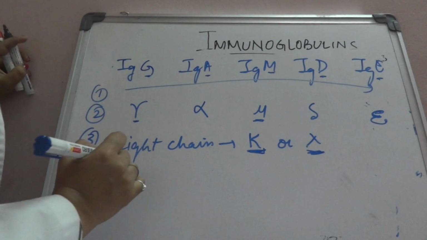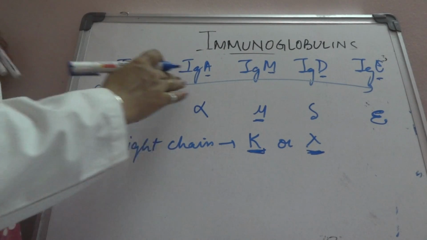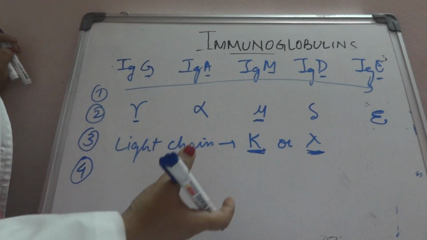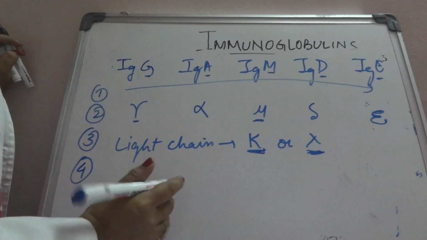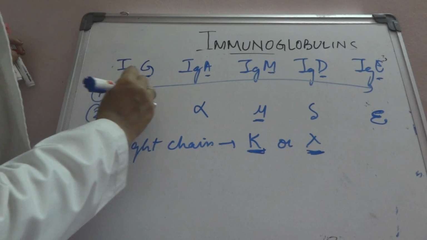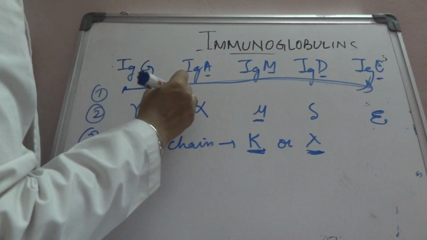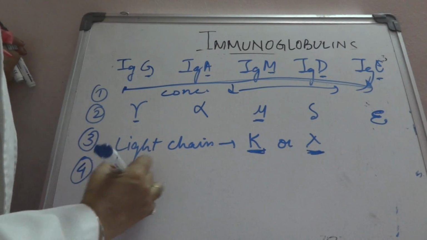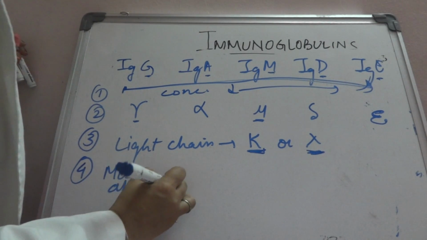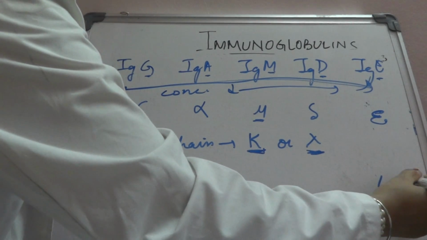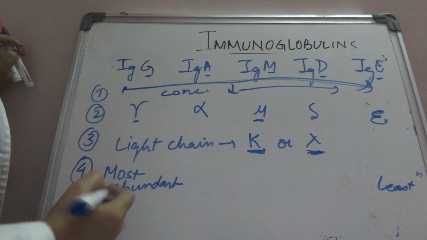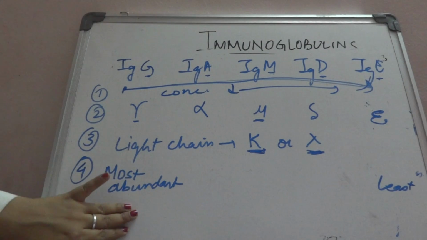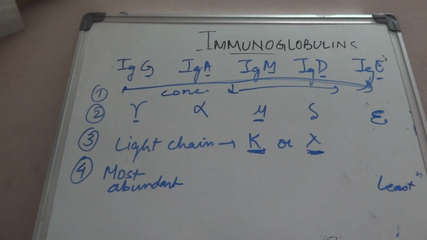Fourth, what is the importance of IgG, IgA, IgM, IgD, IgE? All are immunoglobulins, and all help in fighting infections. But how? First, as I have told, we have to remember this sequence, and the concentration decreases this way. This means IgG is most abundant and IgE is the least. From an MCQ point of view, there are many MCQs on IgG and IgE, so we will discuss them further.